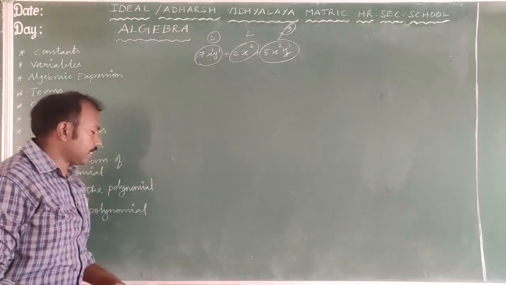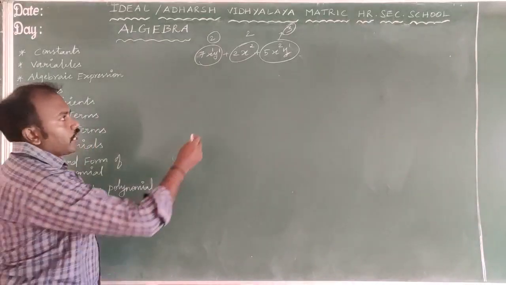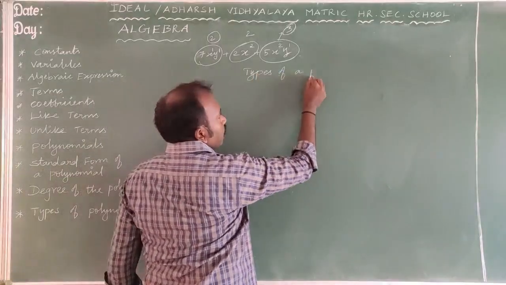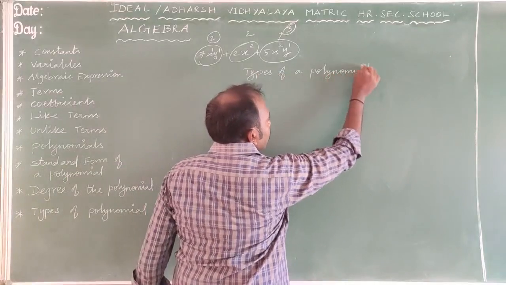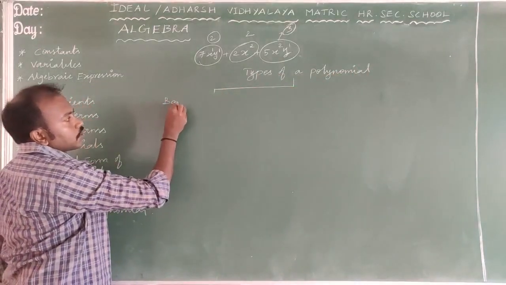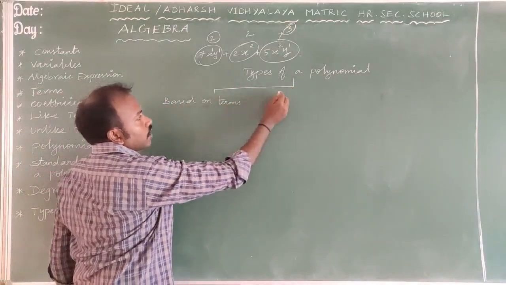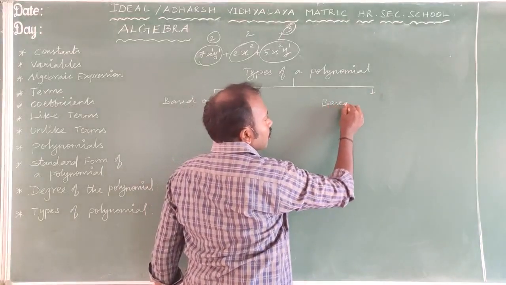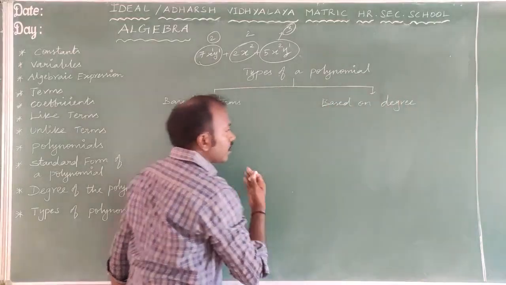Okay, right. Next one, types of polynomial. Here we can divide polynomials into two types: based on terms, and next one, based on degree.